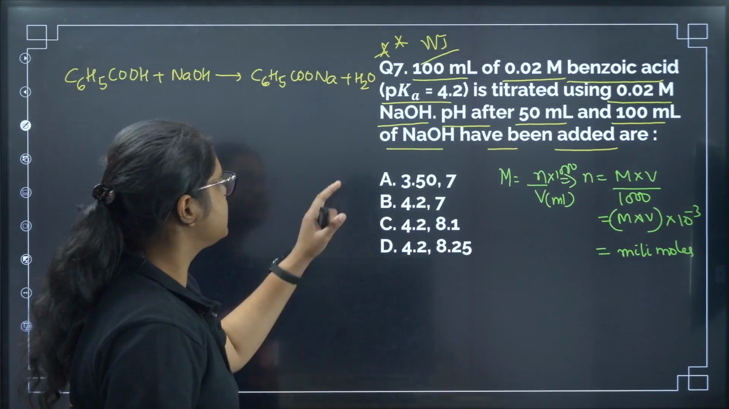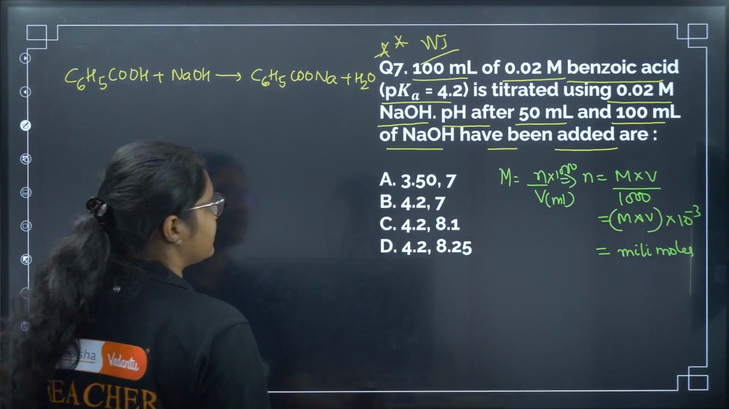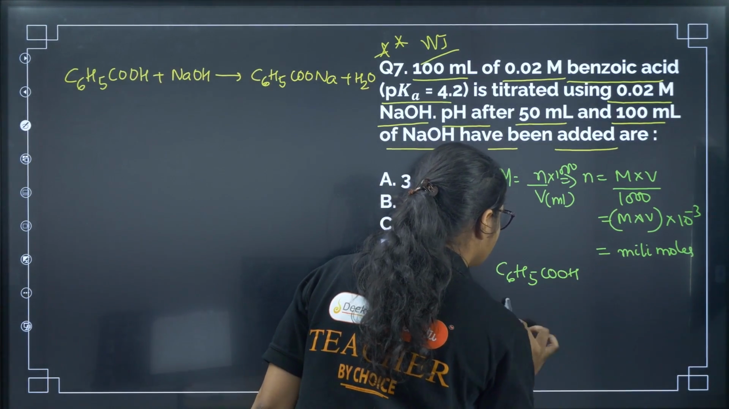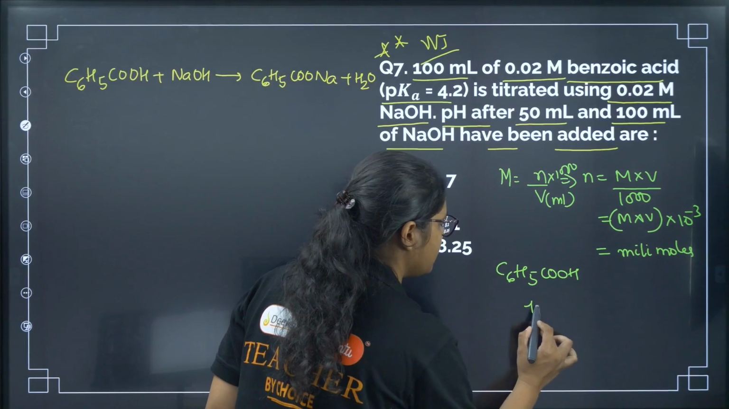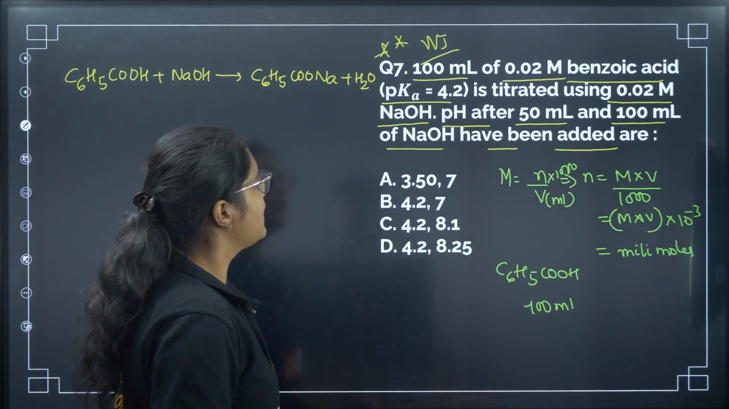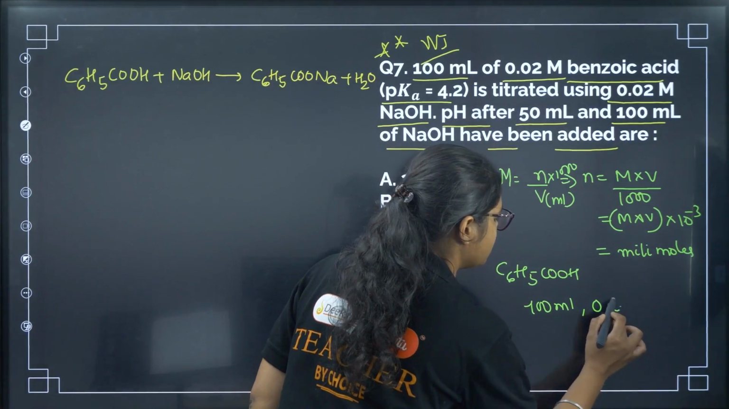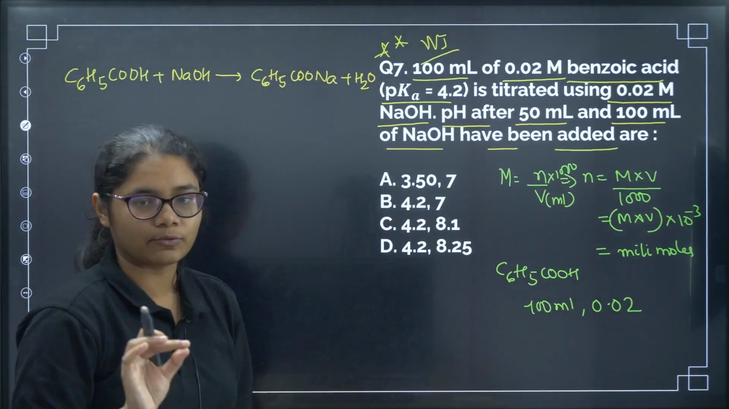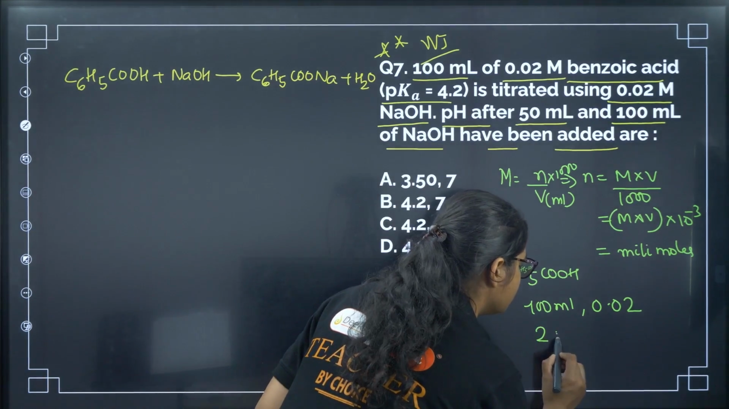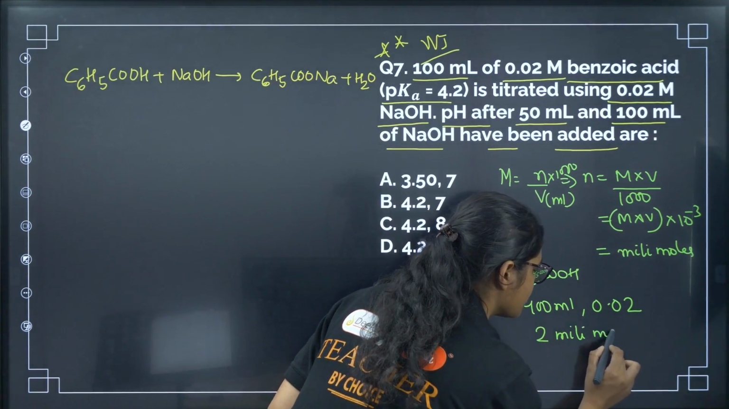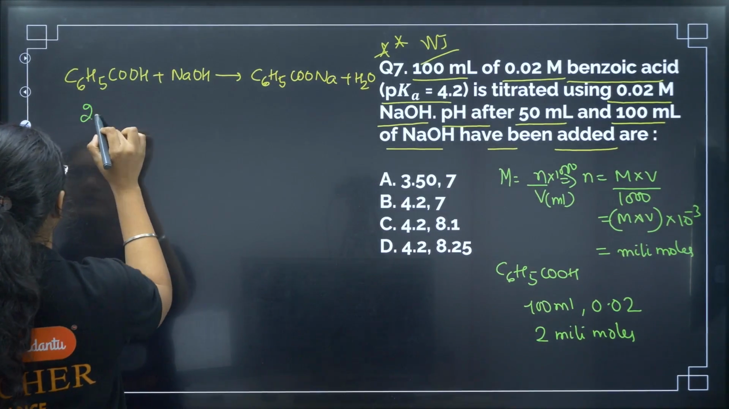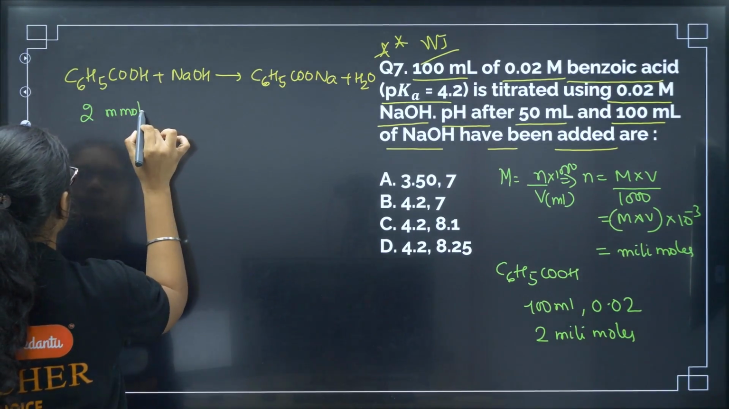So I will get the number of millimoles, right? Now if you see here, for benzoic acid, the molarity is given to you as 0.02 molar and the volume is 100 ml. Okay, I hope you are able to see. Now if I multiply these two, I will get the number of millimoles, that is 2 millimoles of benzoic acid, right? So benzoic acid present in the question is 2 millimoles.